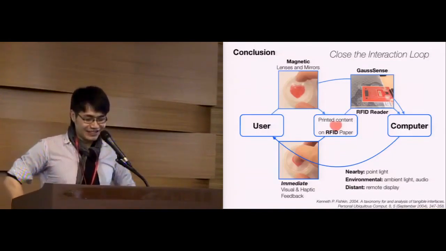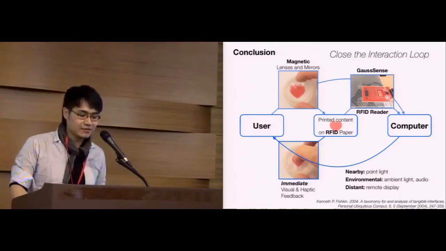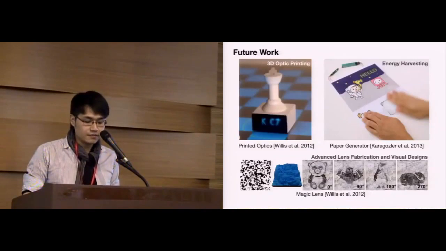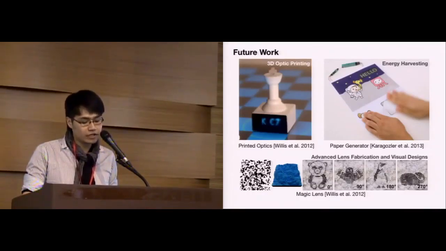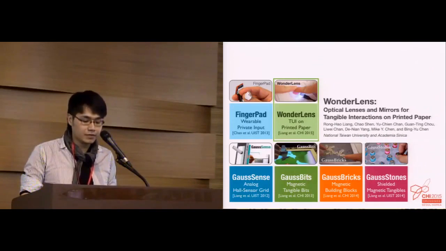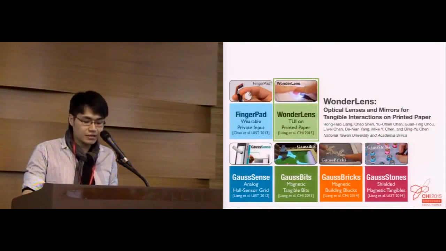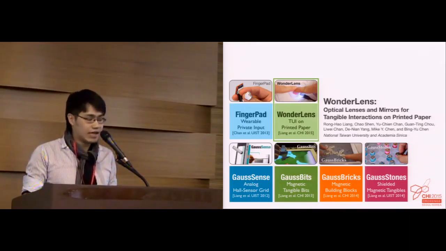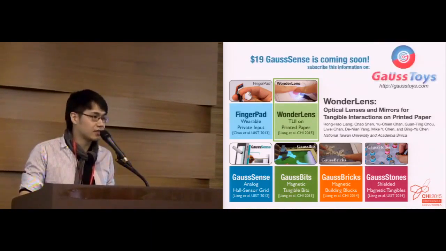So, in conclusion, we introduced WonderLens, a system of lens and mirror that augments tangible and embodied interactions with printed paper. The double interaction loop allows for communicating dynamic information. Future work can consider using advanced methods of lens fabrication and visual designs, or incorporating energy harvesting mechanism with paper. This project, WonderLens, shows another application of GaussSense, which is enabling tangible interactions on printing paper. For makers and researchers who want to try out GaussSense technology, we're happy to announce that the $19 GaussSense is coming soon.